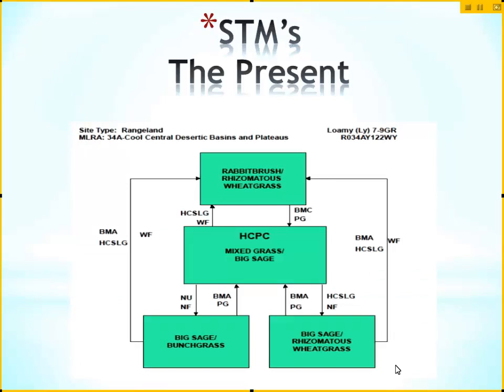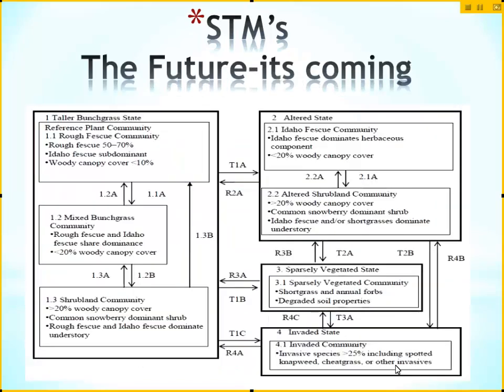So I'll just touch briefly on state and transition models. This is kind of what they look like in Wyoming right now. The main thing I wanted to point out is the HCPC, or a reference state, right now has one plant community in it. And this is a transition to another state and so on. The way that they are going to look, and this isn't one of mine, I stole it from somebody, but basically we have a reference state in bolded block here, and then plant communities that reside inside that state, which in theory move back and forth naturally.